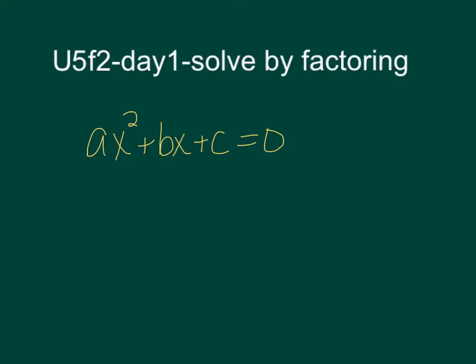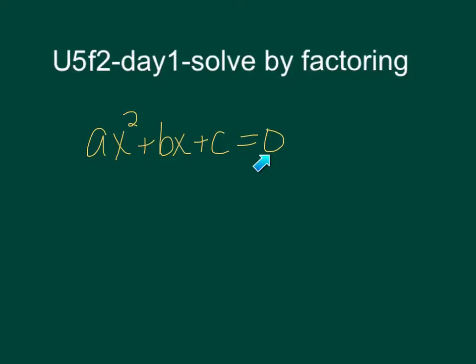Alright, this is Unit 5, Formula 2, Day 1. We're going to solve by factoring. So if you remember, we're going to start exactly how we ended, where we have our x squared plus bx plus c, with the exception of now we have to have our equation equal to 0.